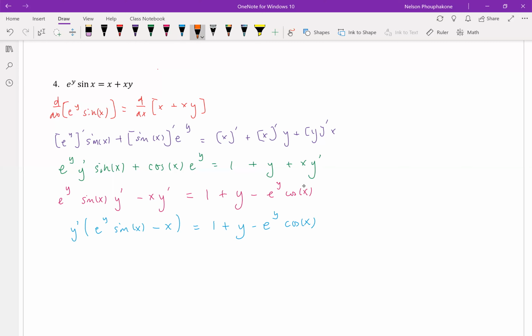Okay, the last step, y prime is 1 plus y minus e to the y cosine of x all over e to the y sine of x minus x.